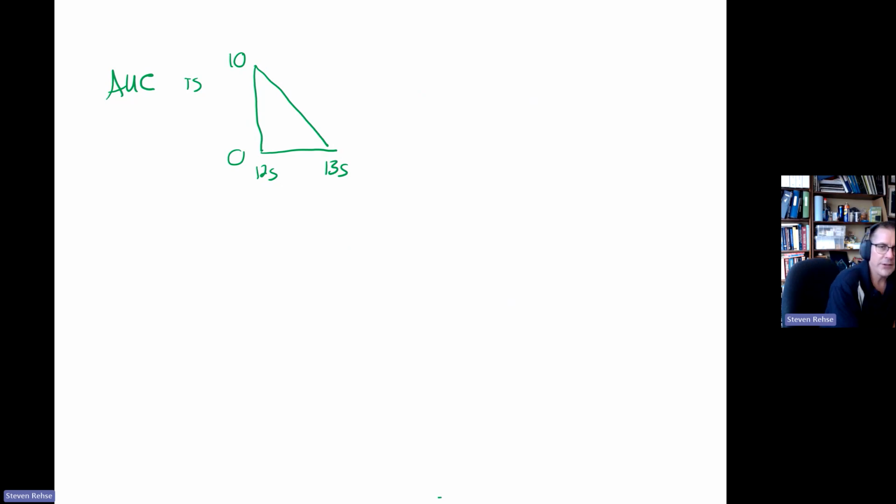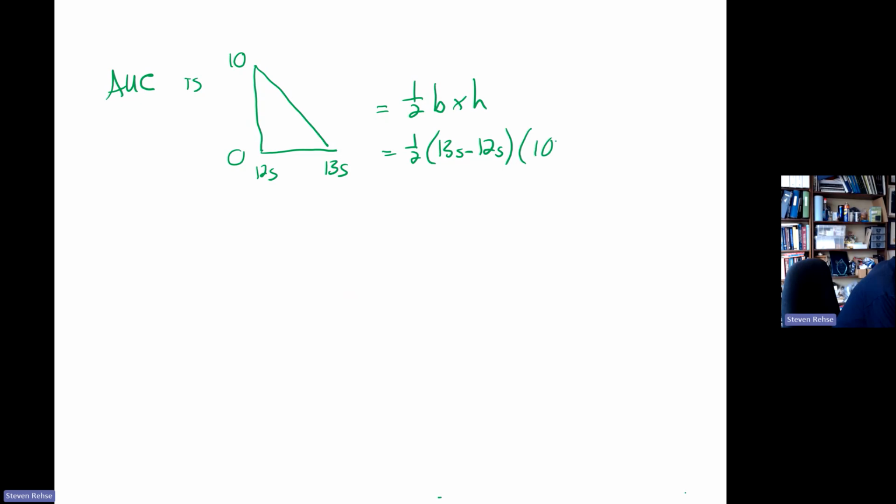So what's the area of that? Well, that's the area of a simple triangle. I think you guys know how to do that. It's 1/2 base times height for the area of a triangle. So the area of this is 1/2 of the base, which is 13 seconds minus 12 seconds, times the height, which is 10 meters per second minus 0 meters per second. So that looks like 1/2, 1 second times 10 meters per second.